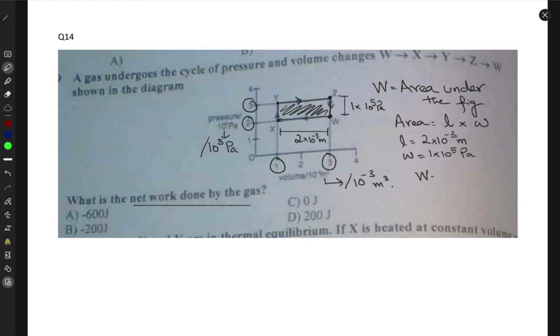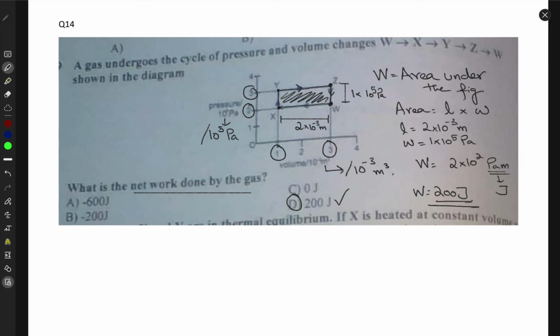Now just combine these two by finding the product of these, and multiplying these two will give you 2 into 10 raised to power 2 joules, right? Because these units of pascals and meters cubed combined are the units for energy, and so these are joules. So this means that work done is 200 joules, which is option D, right? So that's the correct option.